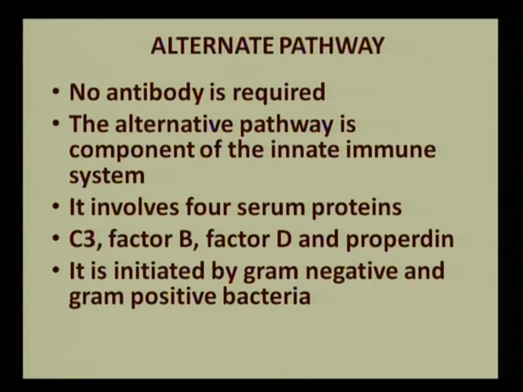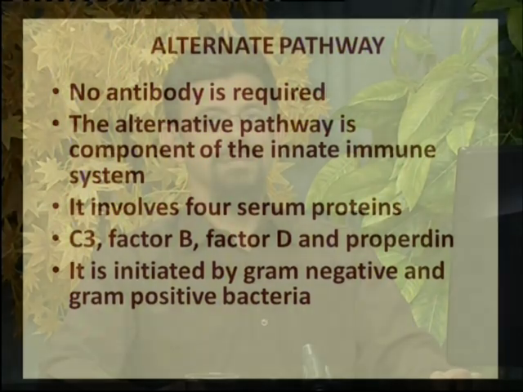The alternative pathway is basically a component of the innate immune system. This pathway involves 4 serum proteins: C3, factor B, factor D, and properdin. This pathway is initiated by both gram-negative and gram-positive bacteria. When gram-positive and gram-negative bacteria come inside the body and bind with the cellular parts, or when antibodies bind with this antigen, this will initiate the alternate pathway.